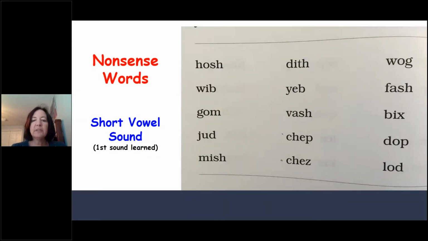More nonsense words. Same thing. Pause the video and practice. Video is turned back on. Hosh, wib, gom, jud, mish, dith, yeb, vash, chep, ches, wog, fash, bix, dop, lod.